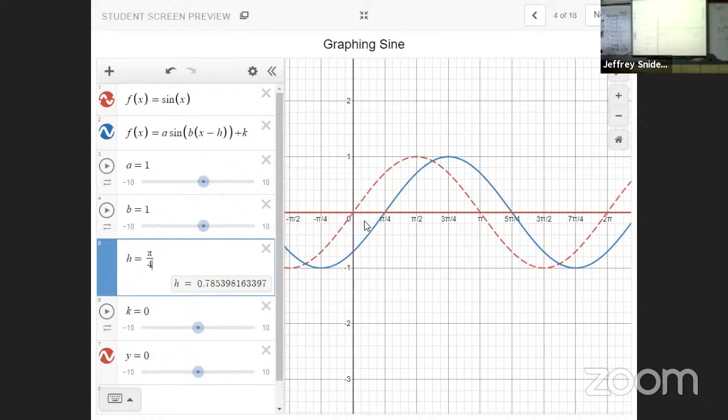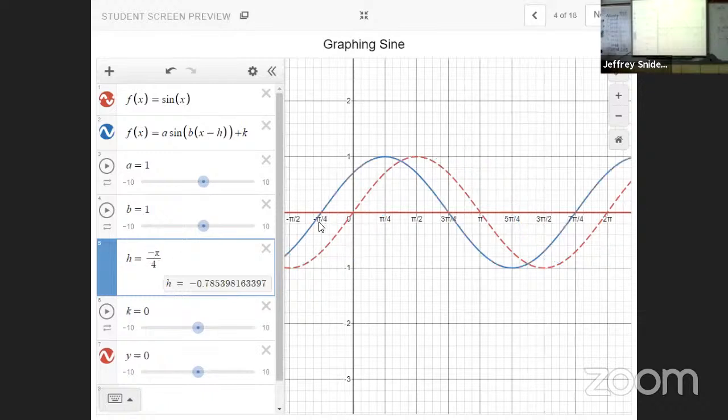But it really shifts it to the right. If I make this a negative pi over 4, it shifts it the other way, and notice it's starting at negative pi over 4. So H changes the starting position of the cycle, and if it changes where it starts, it also changes where it ends. Does it change the period though? No. Does it change the amplitude? No. Does it change where the midline is? No. It only changes where it starts and stops a cycle.